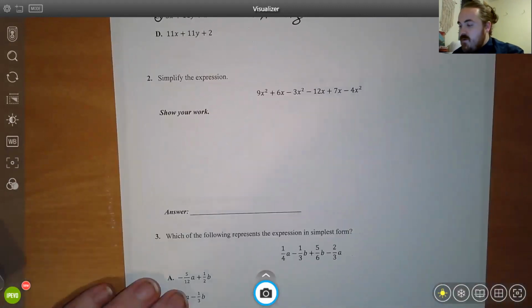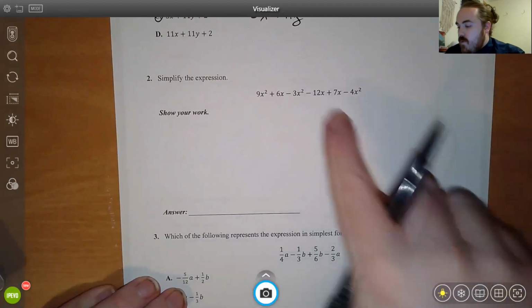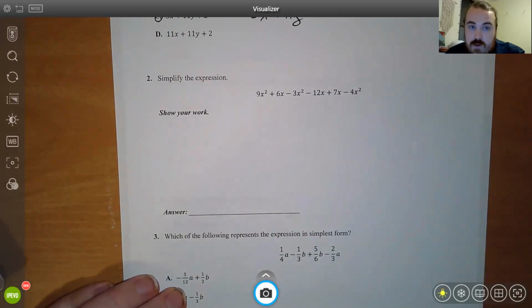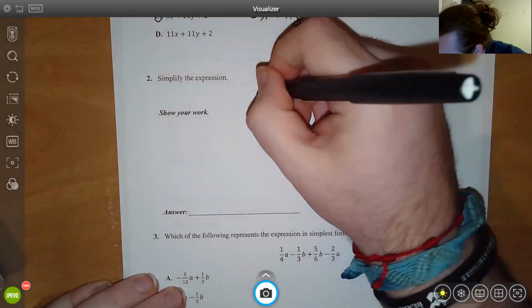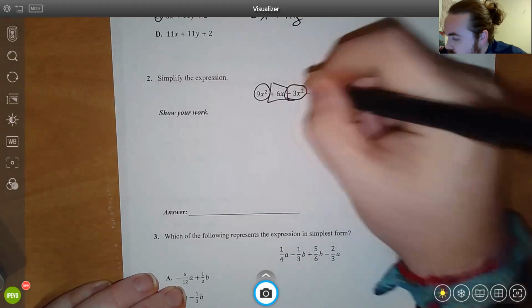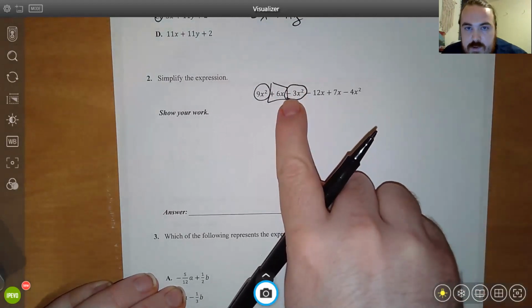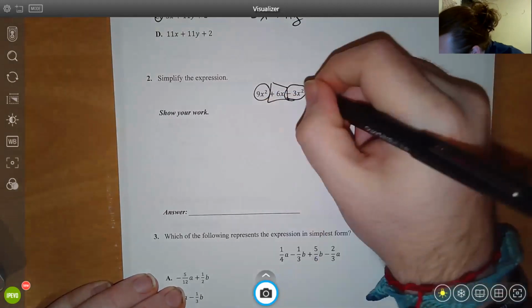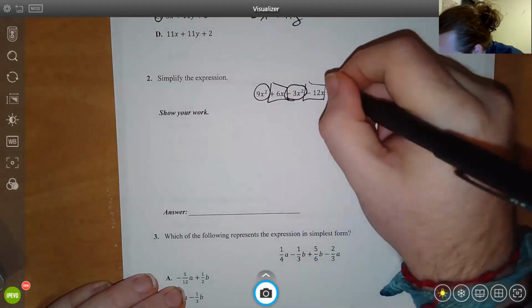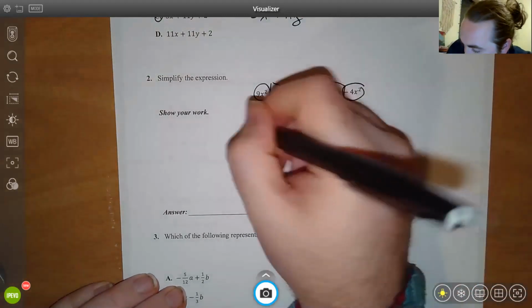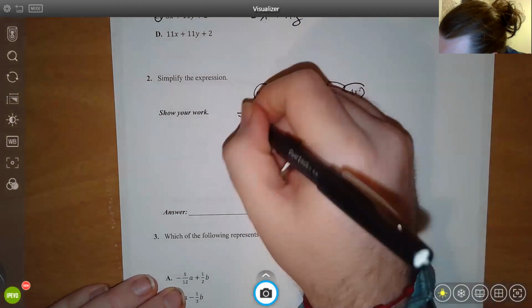It is very similar, but this time we have some x squareds and x, so that it's easy to get confused. Again, let's use our circles and boxes. That'll be the best way to keep them straight. X squared up, x gets box, x squared. Notice you have to include the operation in front of it. So plus 6x minus 3x squared minus 12x plus 7x minus 4x squared. Now again, rearrange it, put them next to each other.